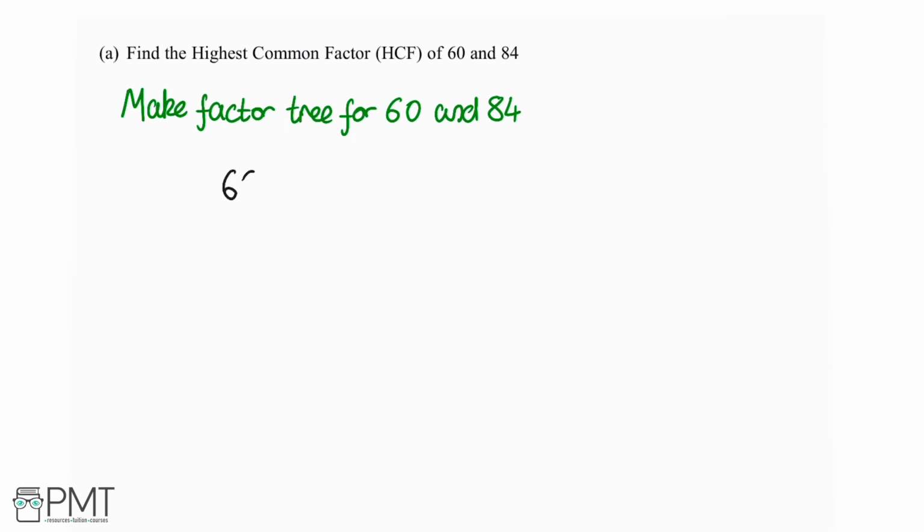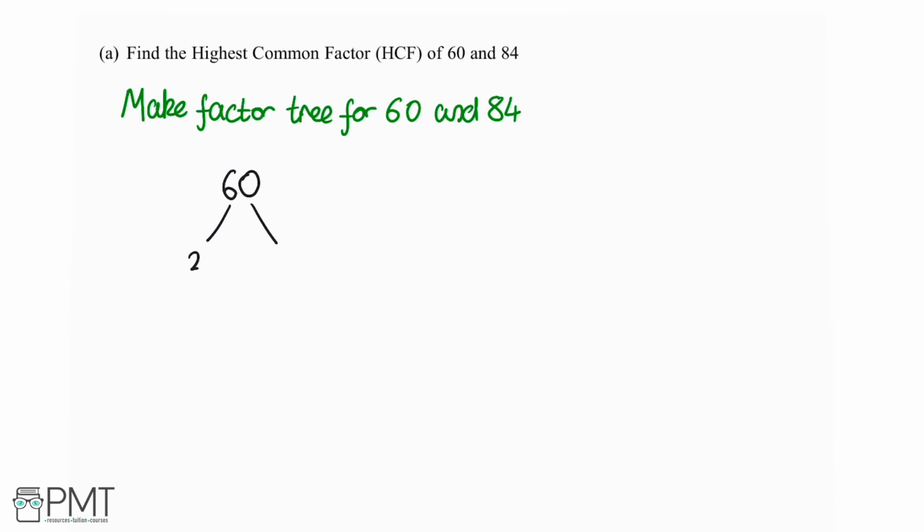Find the highest common factor of 60 and 84. So the first thing we're going to do is make a factor tree for 60 and 84. What I mean by that is I'm going to start with 60 and we're going to branch off and look at some factors. So what two numbers multiply together to get 60?